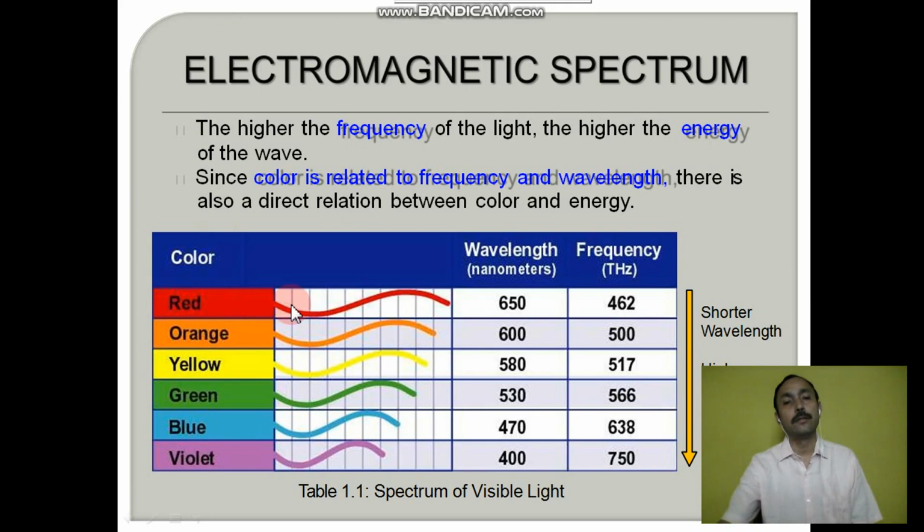So red color, its wavelength is long, so its frequency is less, and its energy is also less. The wavelength is 650 nanometers, and the frequency is 462 terahertz. Violet light has the shortest wavelength, 400 nanometers, and its frequency is the highest, 750 terahertz. This is the spectrum of the visible light.